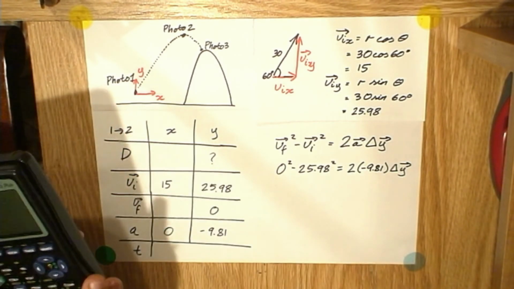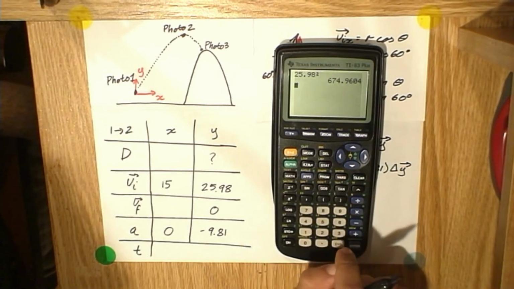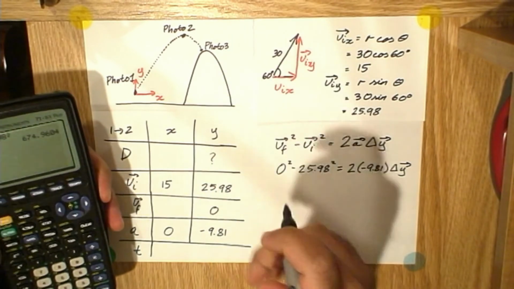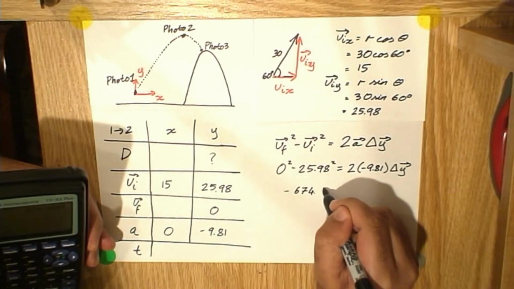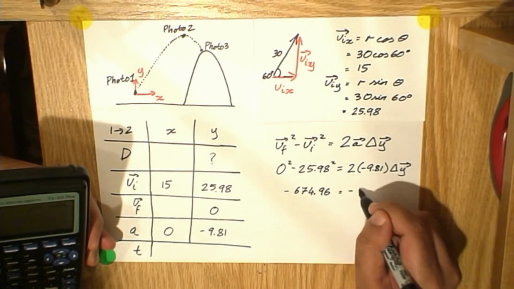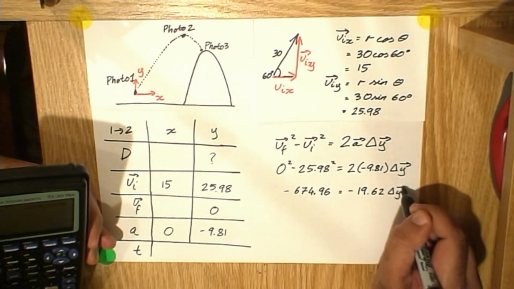So 25.98 squared is 674.96. So this entire left side is negative 674.96, which is equal to negative 19.62 times delta y.